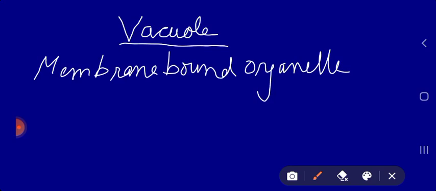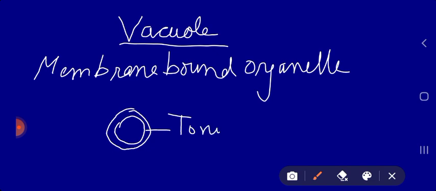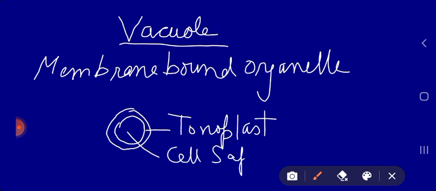Most of the plant cells contain one or more membrane bound vacuoles, right? So the vacuole is found within the cells. It is a small membrane bound organelle, and that membrane we call the tonoplast, inside which there is cell sap, called the vacuole.